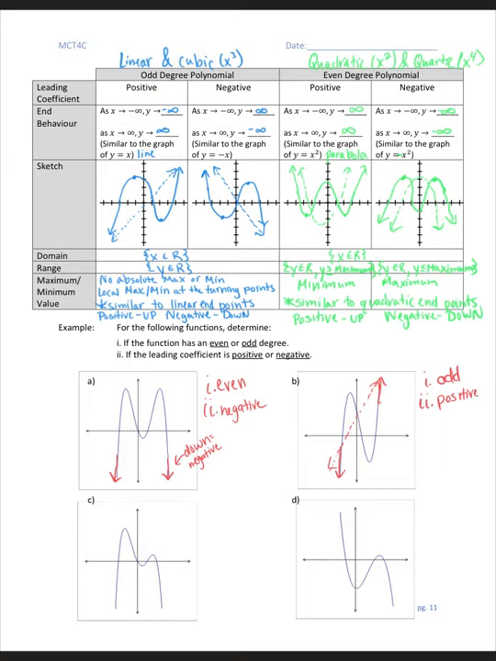Pause the video and see if you can answer for C and D. Okay, so there's the solutions for C and D. Let's just look at a few more examples to discuss further even and odd degree polynomials, as well as if the leading coefficient is positive or negative.